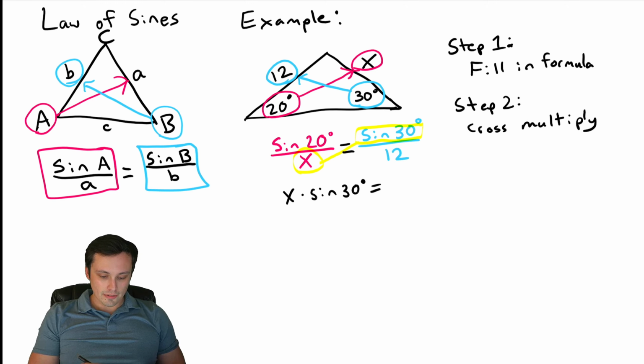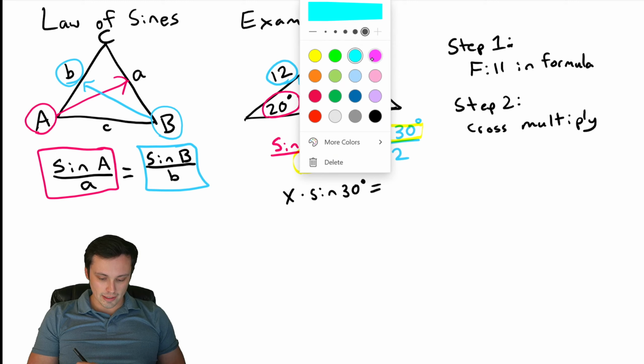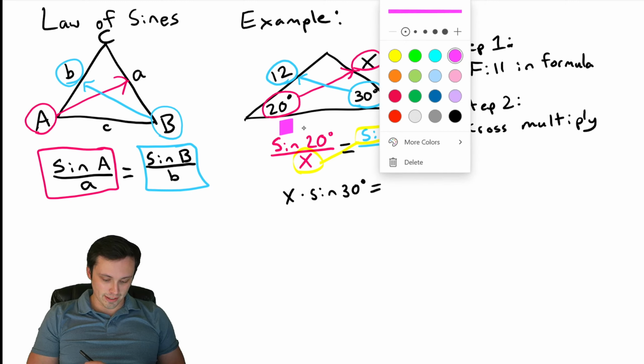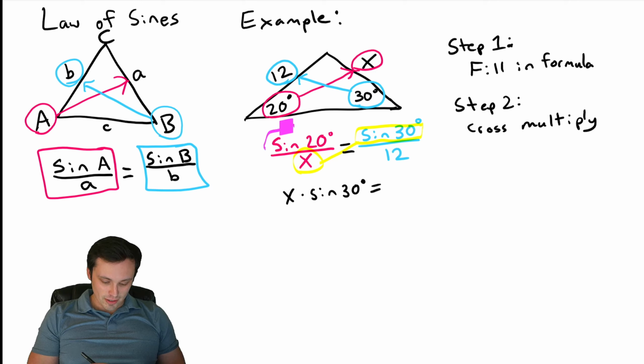Let me use a different highlighter color to highlight that one. So we could highlight this one. So we do this one. That is way too big of a highlighter. Let's use a smaller highlighter. Okay. So smaller highlighter. We could take this one and multiply it by this one. So that would be the 12 times the sine 20.